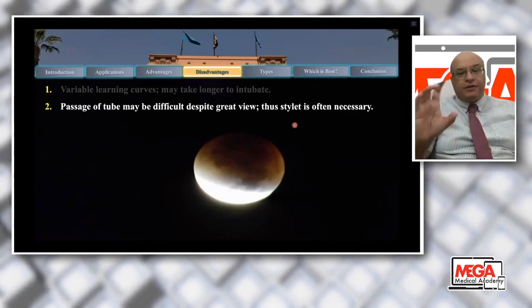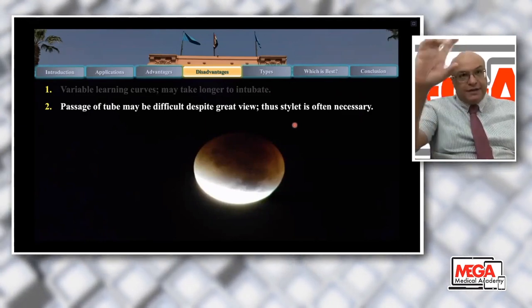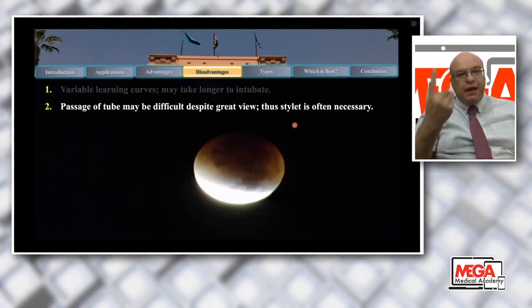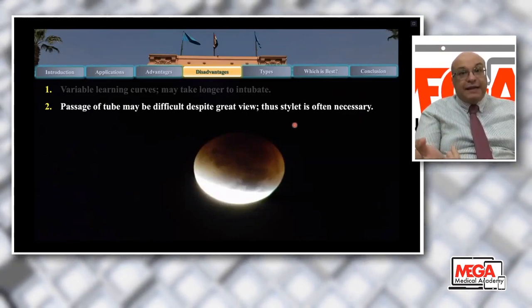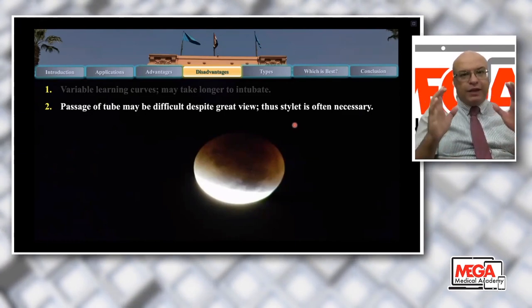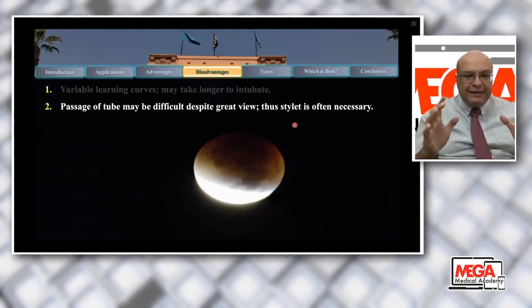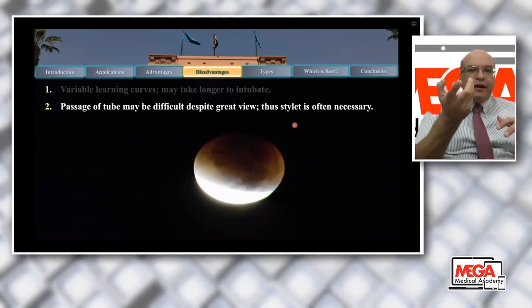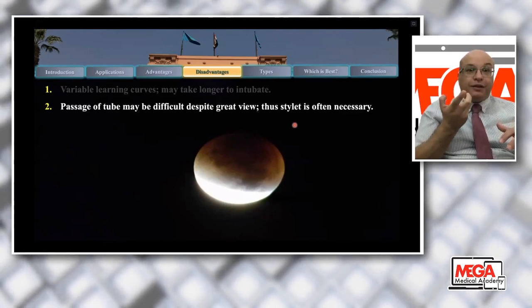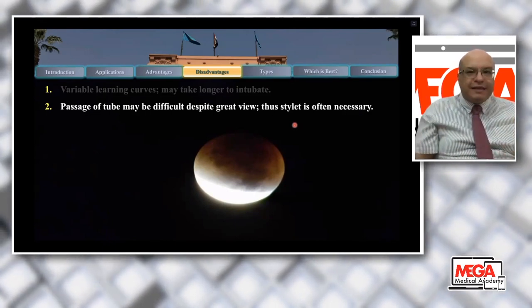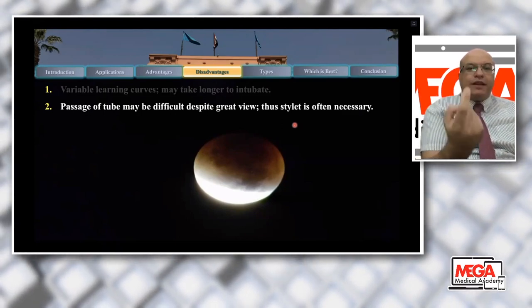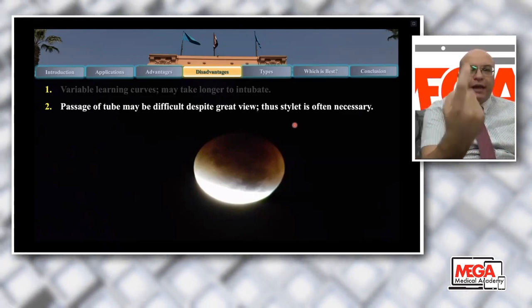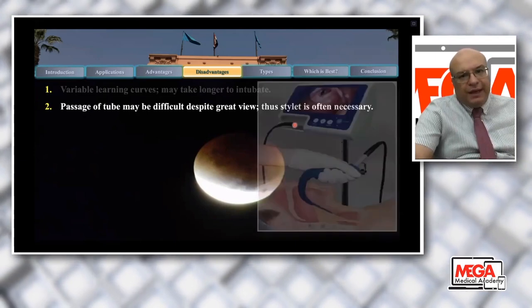You can get a perfect view of the glottis with a video laryngoscope. However, your tube, because of its natural curve, is going to the esophagus. That's why you usually advise your colleagues to keep the tip of the laryngoscope away from the glottis. You need to sacrifice the optimum view for just a good view to allow the natural curve of the tube to join anteriorly to the glottic opening.